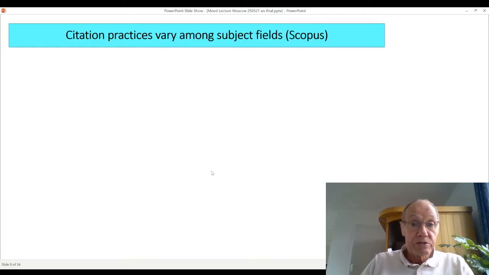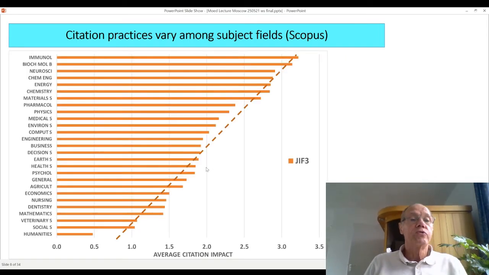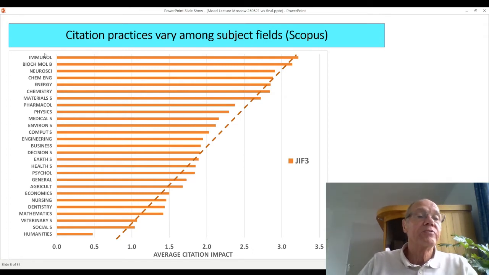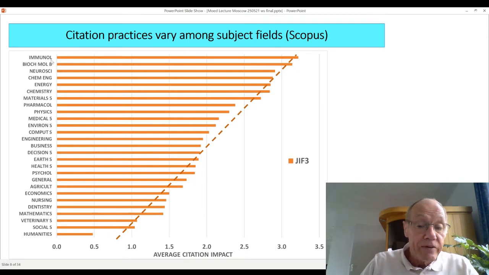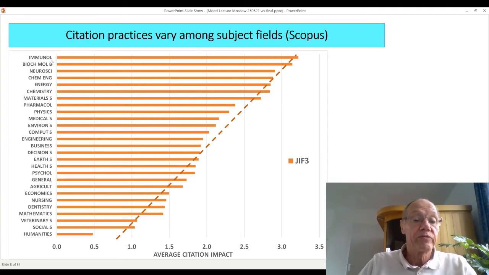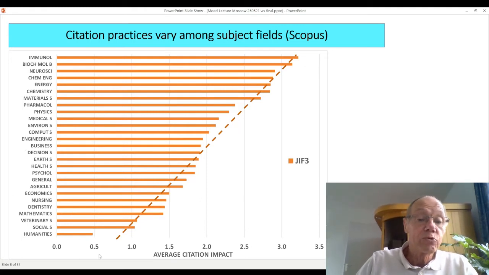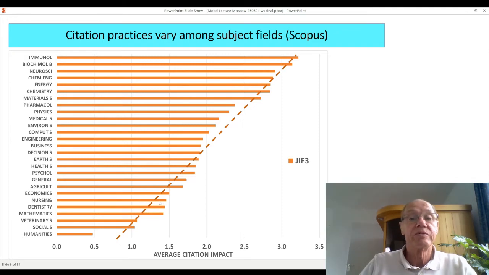Now, citation practices vary strongly among subject fields. Here I show you, for a range of subject fields identified in Scopus, the average value of the journal impact factors that are covered by the various subject fields. For instance, for immunology, we see that the average journal impact factor is between 3 and 3.5, whereas in the humanities it's less than 0.5, and for mathematics it is between 1.0 and 1.5.